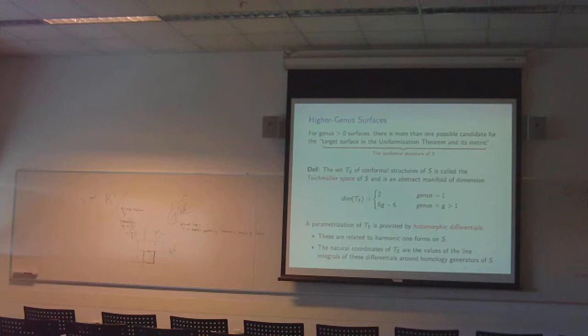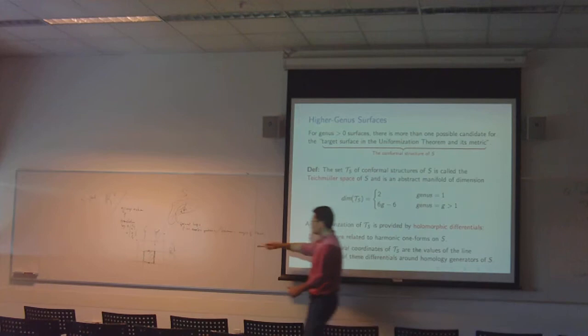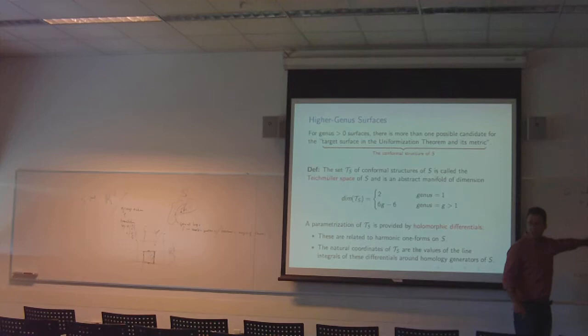So the target surface in the uniformization theorem, let's say it's going to be either some subset of the plane or some subset of the disk. And of course, you have this group of transformations which allows you to spread it to the entire disk or the entire plane. So that's the target surface. The target surface is always that or this. But the metric, there are different possibilities for the metric as well.